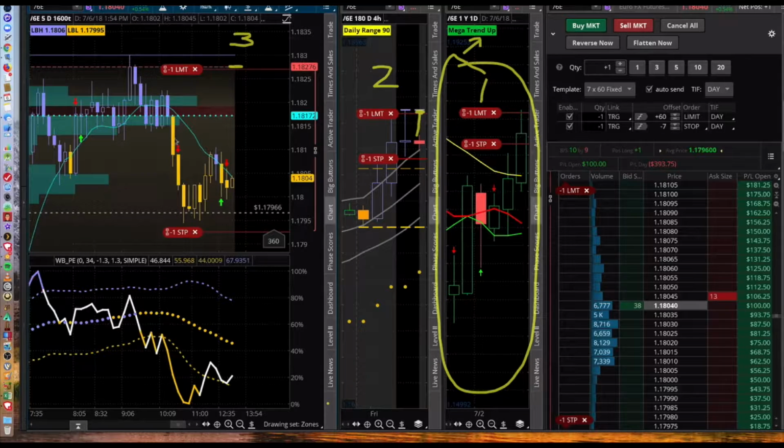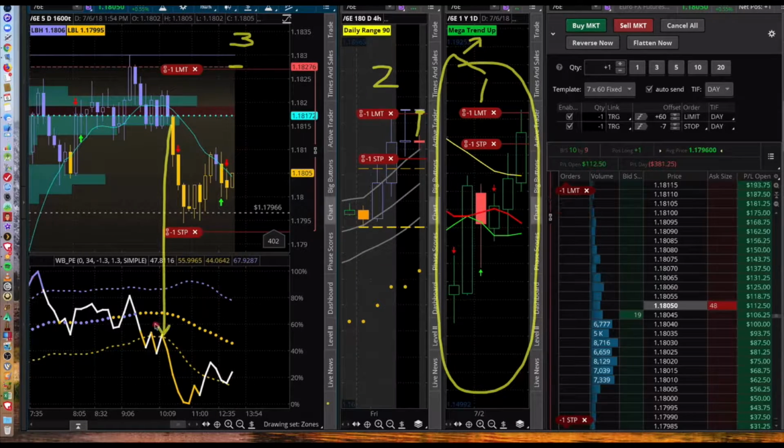So for example, the precision entry tool fired right here when prices were right here. So you could catch this little run to the downside. That would have been a short, which coincides with this little run here in the yellow. Whenever price breaks outside of the band, the lower band is a short, the upper band is long. Okay, that's how the precision entry signal works.